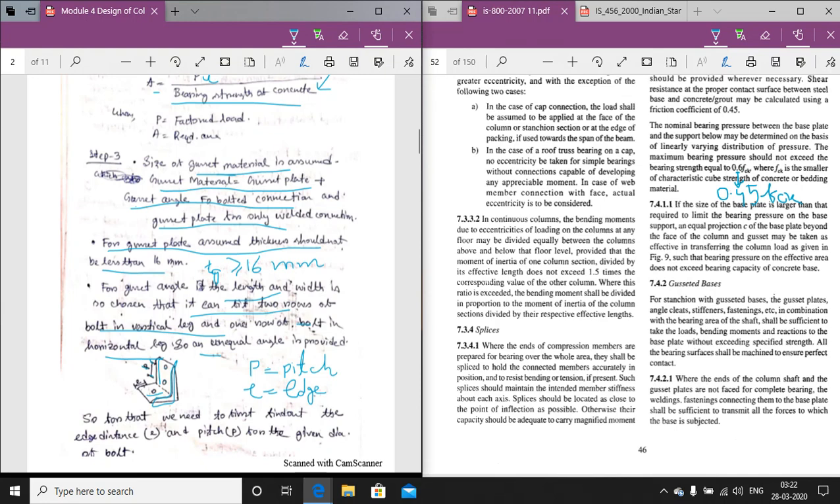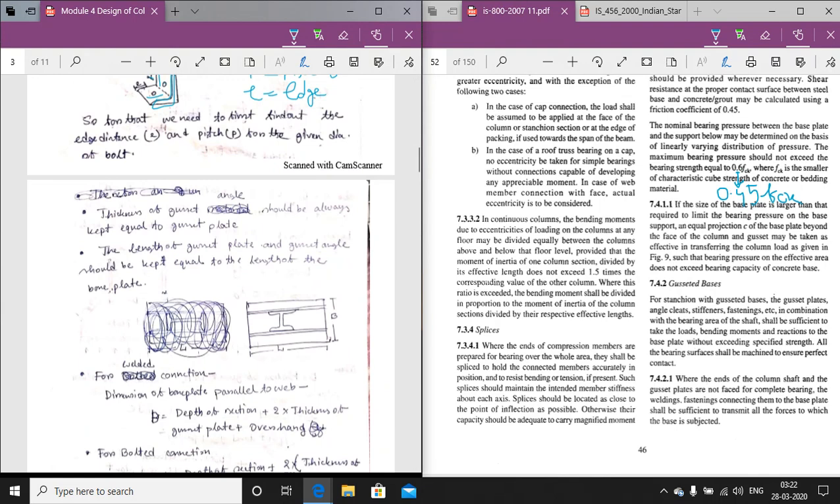So first we have to assume some diameter of the bolt. So depending on the diameter we have to select the minimum pitch and the minimum edge distance. Then we have to provide the pitch and the edge distance. Depending on the pitch and the edge distance we will get the value of the angle section, which angle to be selected from the IS handbook. From there we will get the value.